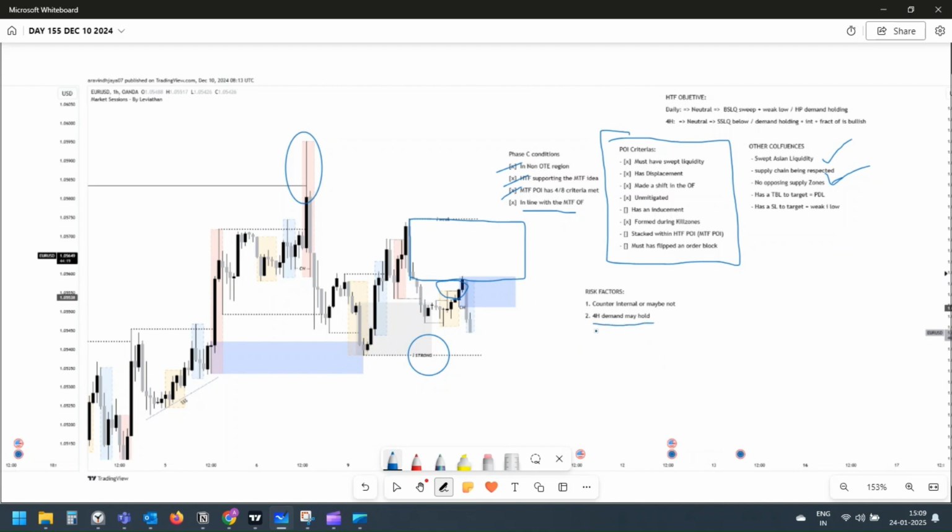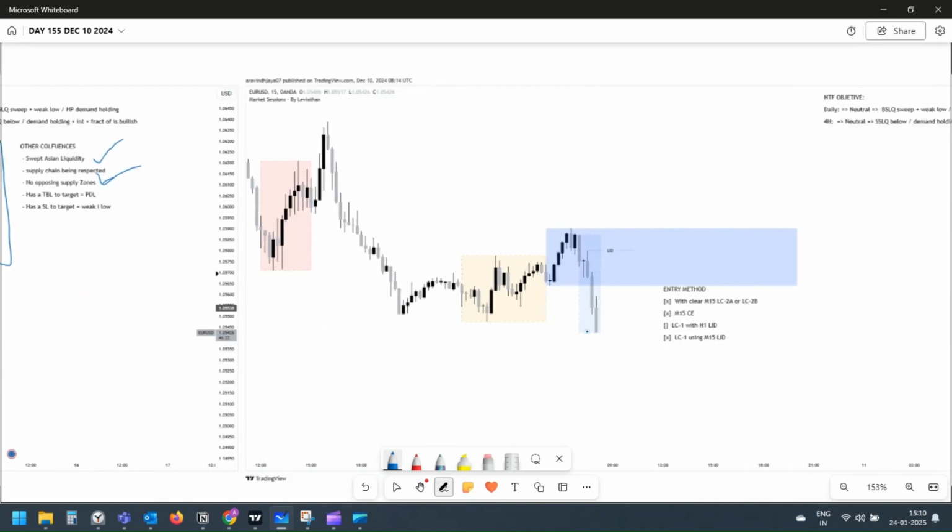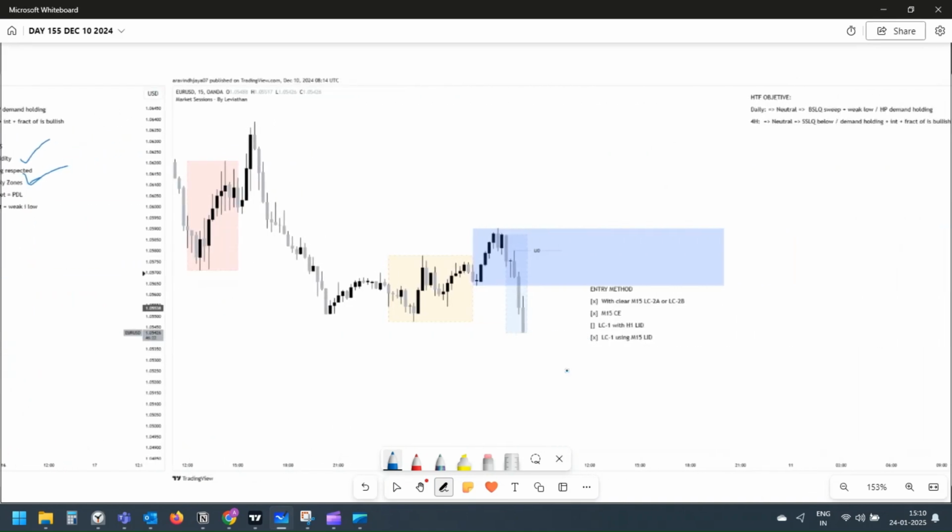Actually, this counter internal may be a positive confluence, but the counter internal is also a risk factor. So you can say this is a partial risk factor and this is a full risk factor. You can say it like that.